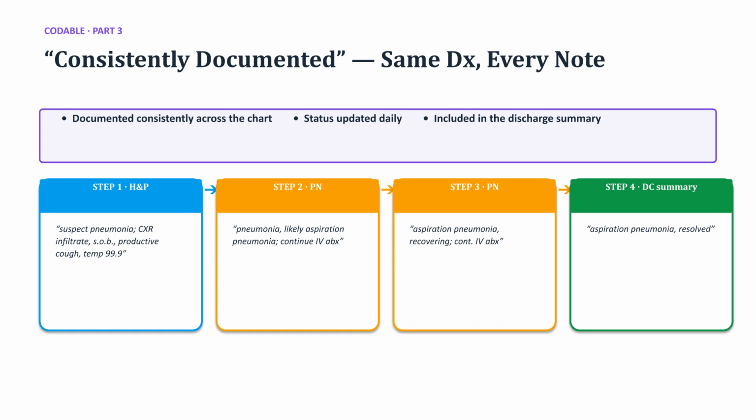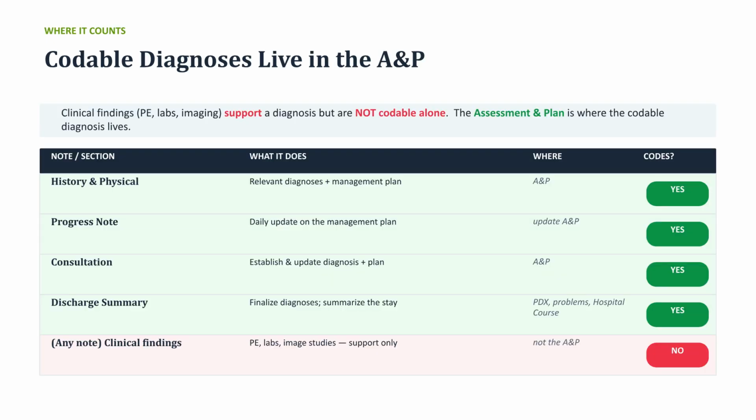A diagnosis should appear across the chart from the H&P to the discharge summary. Update the status daily to reflect the patient's progress. This thread of documentation ensures that a condition is tracked throughout the stay and is accurately accounted for at the time of discharge. Codable diagnoses live in the assessment and plan.